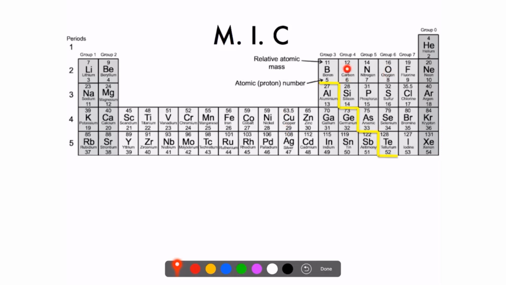So carbon, covalent. Calcium is metallic. If you have calcium and fluorine, that's ionic. If you have beryllium on its own, that's metallic. But beryllium with nitrogen is ionic.